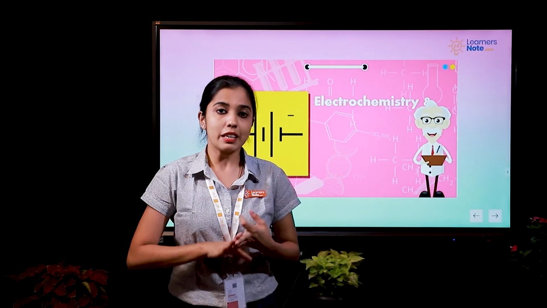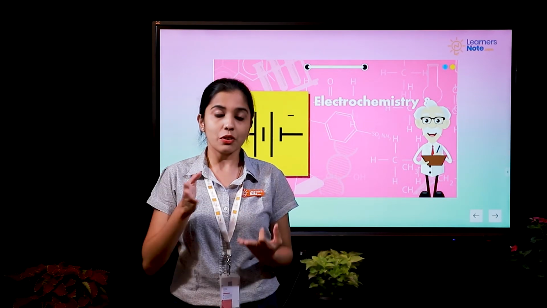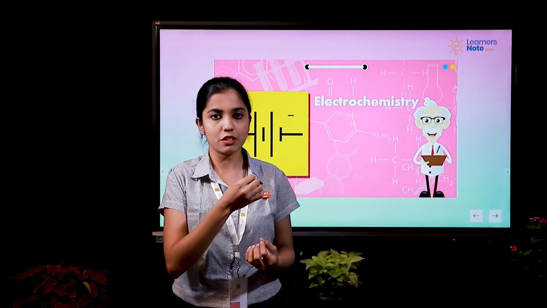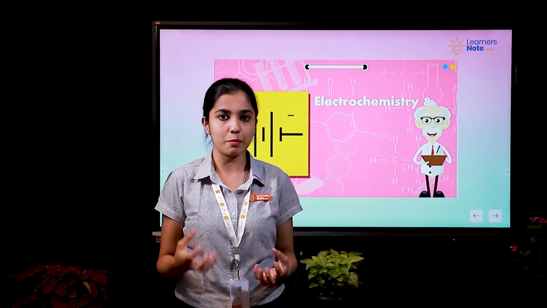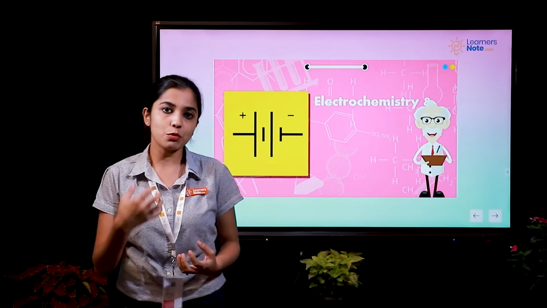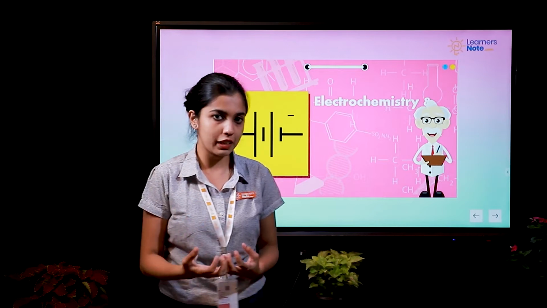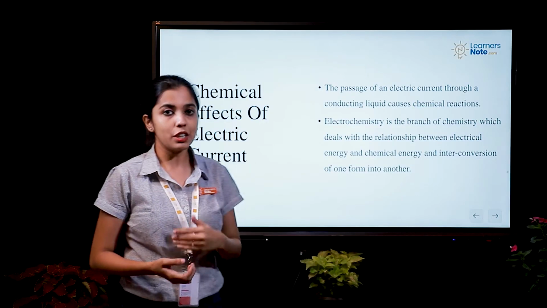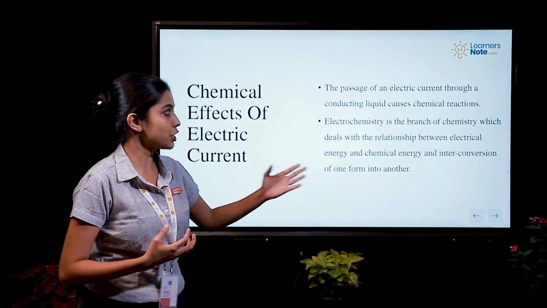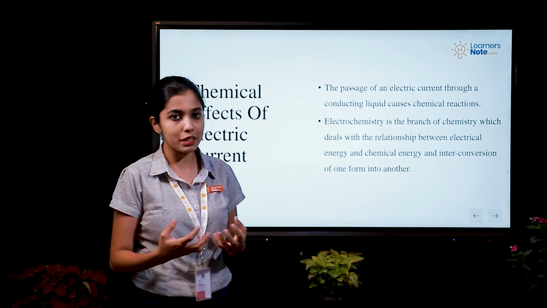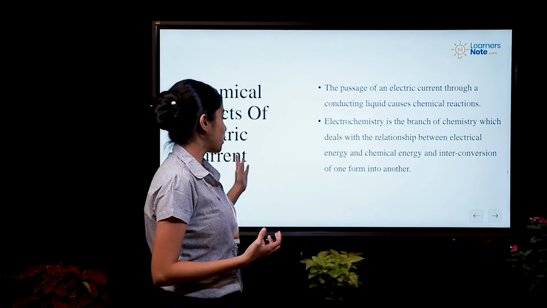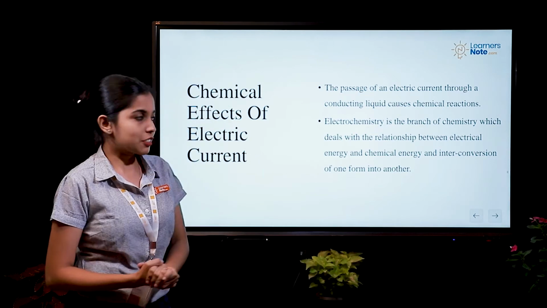Similarly, you have the chemical effect of electric current. In the chemical effect of electric current, you have electricity passing through a chemical solution and that will produce a chemical reaction. So that is what you mean by chemical effect of electric current. The branch of chemistry which deals with the relationship between electrical energy and chemical energy and how they are interrelated or interchanging is what you mean by electrochemistry.